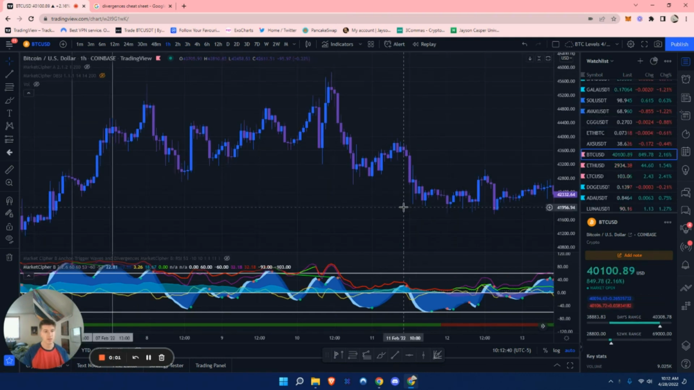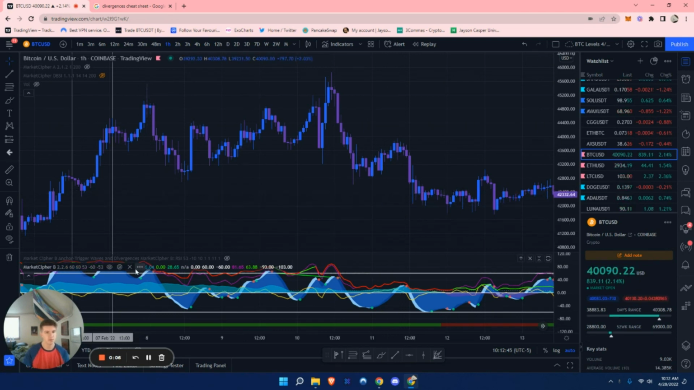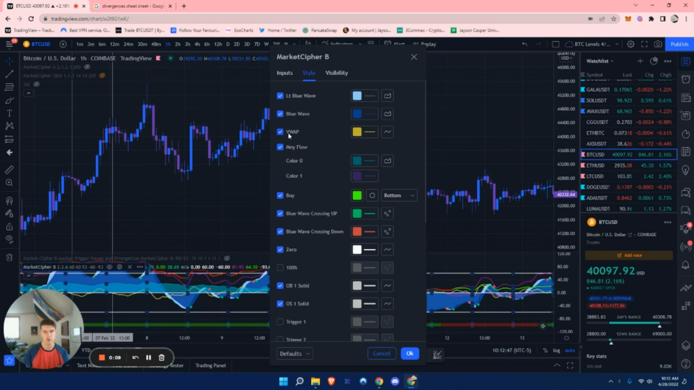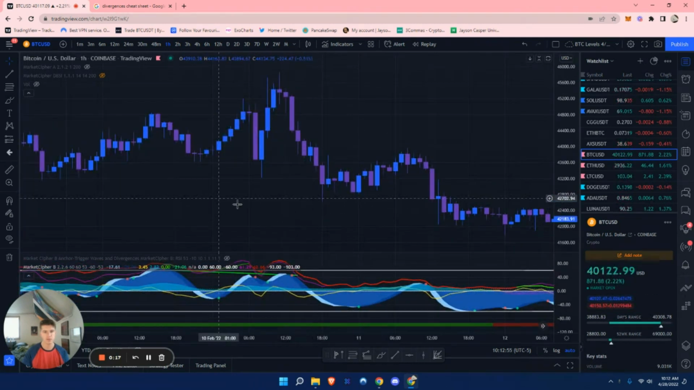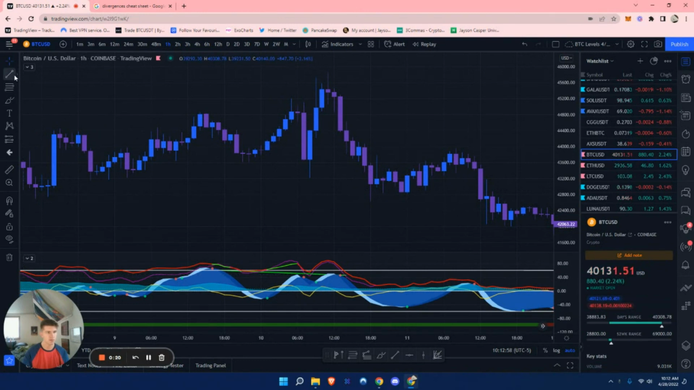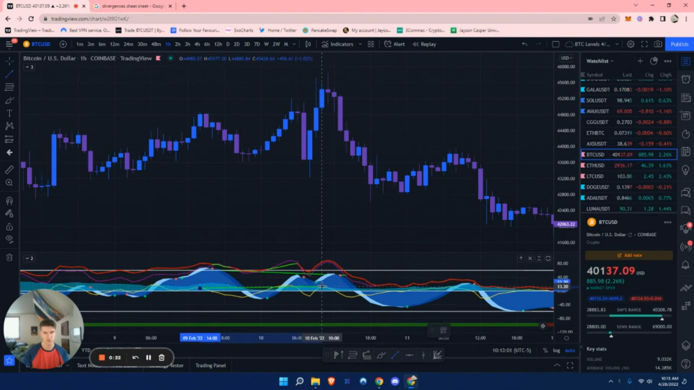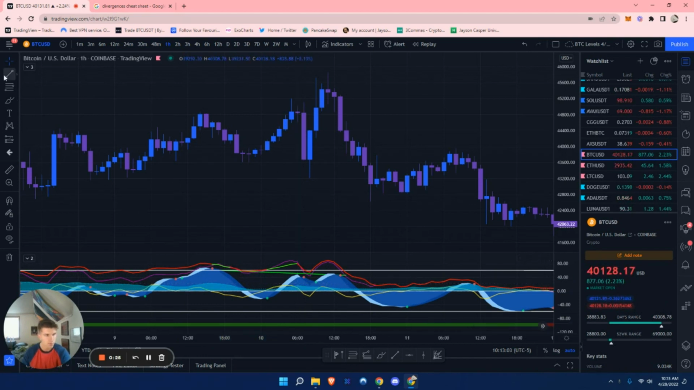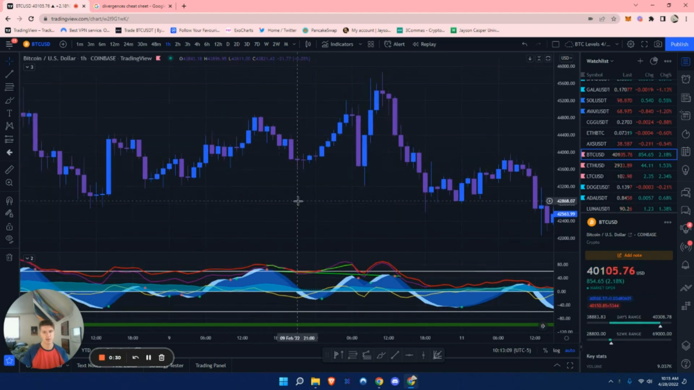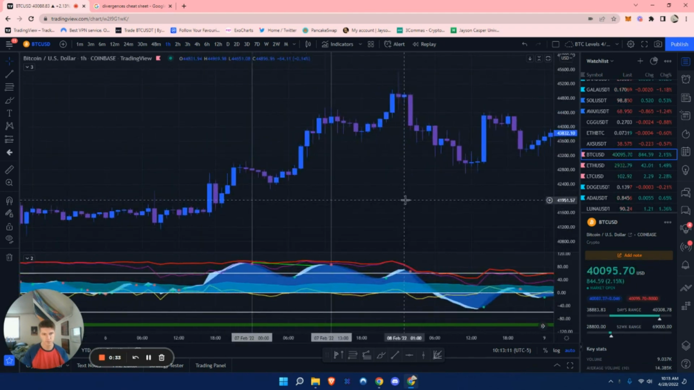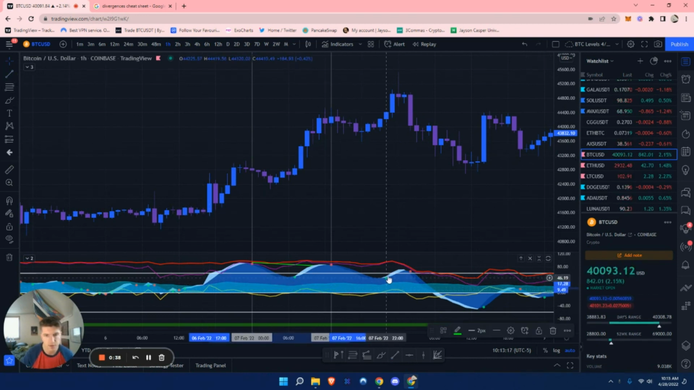Now lastly, just an extra layer of confluence to add to Market Cipher B divergences is that you can turn on the VWAP, which stands for volume weighted average price. And again, we can look at divergences over time of the VWAP. This one isn't too clear, but you can see that the VWAP was kind of coming down over time with the divergence relating to price. And so that can give you an extra layer of confluence. Again, right here, you can see that the VWAP was kind of coming down.